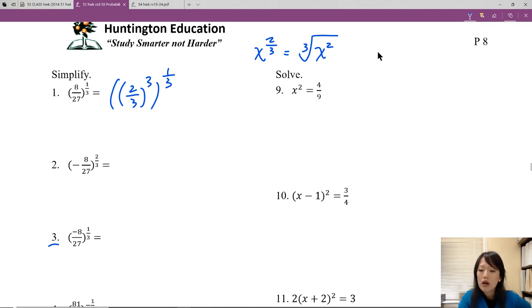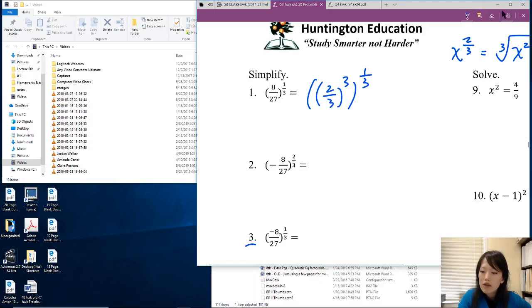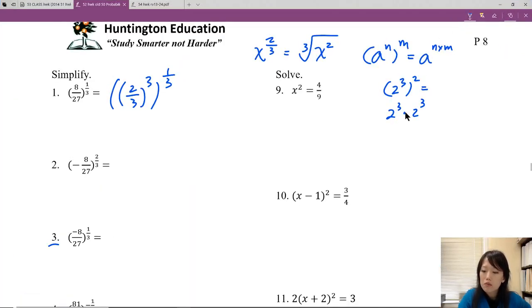Now when you do the power to power rule, remember this, a to the n whole thing to the m, what is that? Is it n plus m or n times m? You multiply these together. Now why does it work like that? If you think 2 to the third power, whole thing to the second, this is not 2 to the fifth, it's 2 to the third times another 2 to the third. How many total 2's? 6, right? Because it'll be 1, 2, 3, and then another 1, 2, 3. Obviously I have 6 2's. That's why we add when it's the same base.